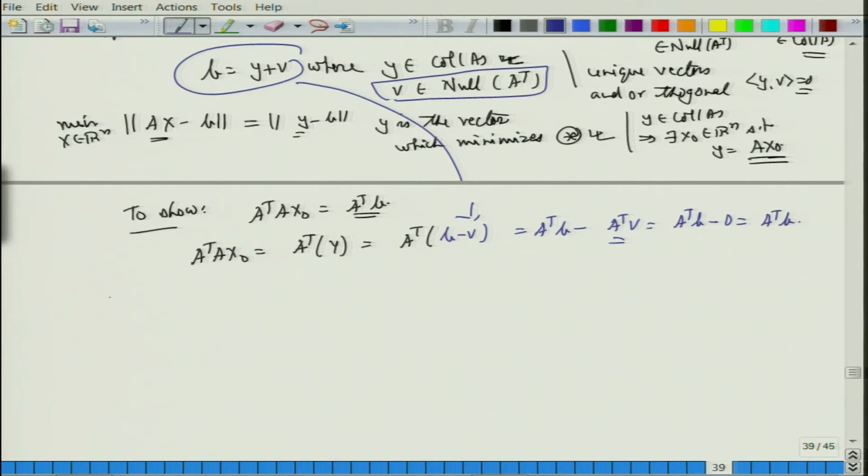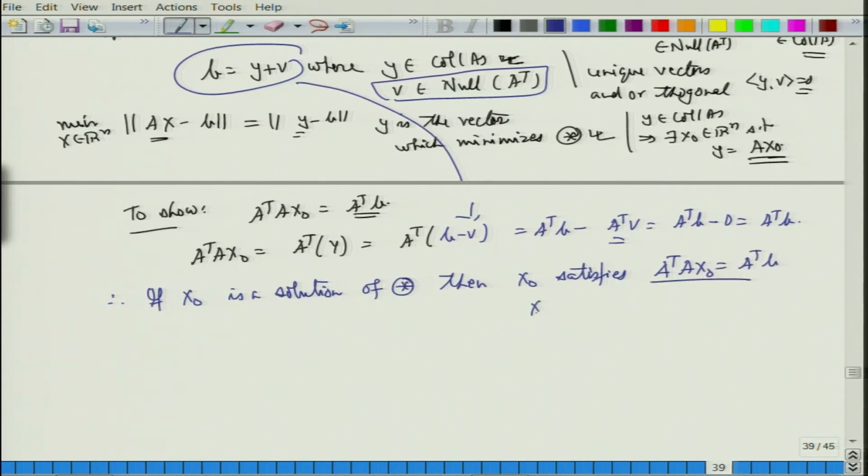So, therefore, if x naught is a solution of A star, then x naught satisfies A transpose Ax naught is equal to A transpose of b, or x naught is a solution of A transpose Ax is equal to A transpose b. So, I have proved one way. Now, let us prove the other way around.